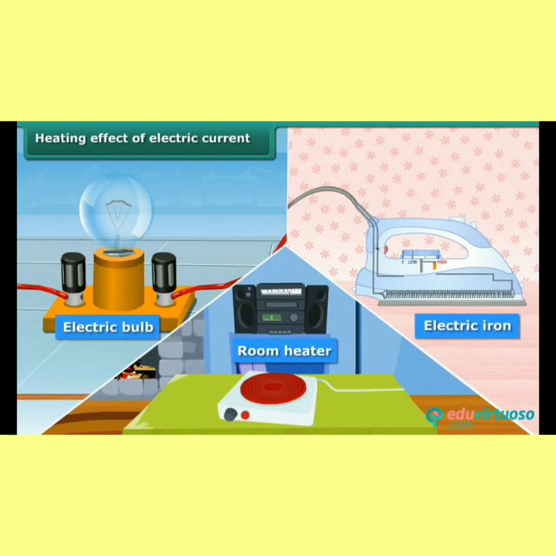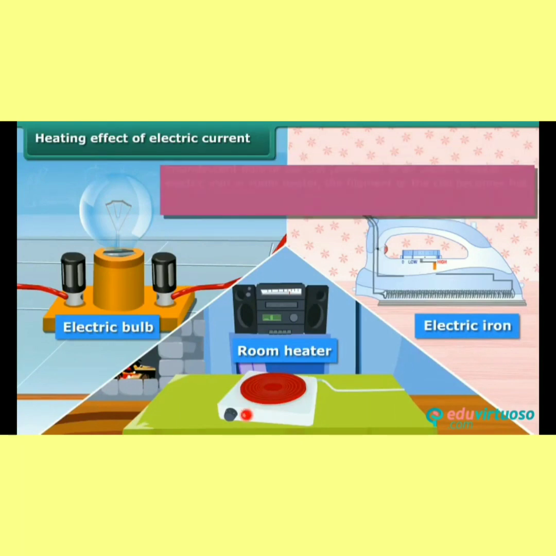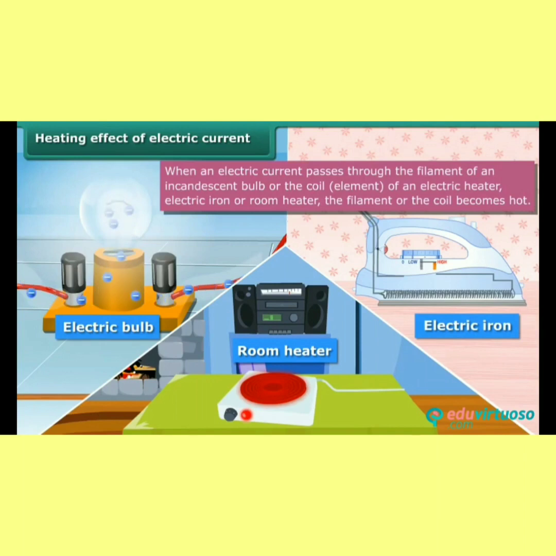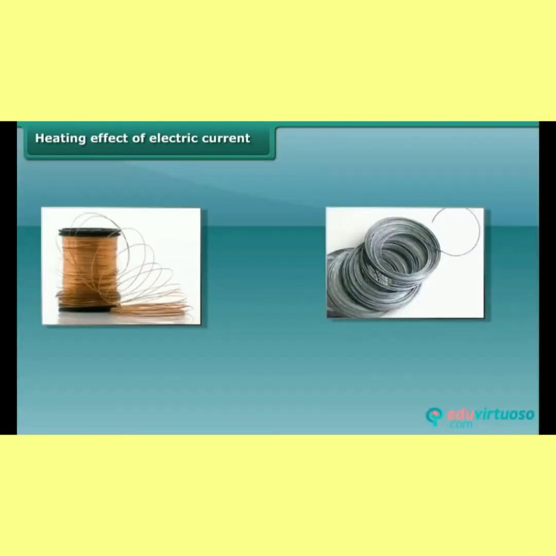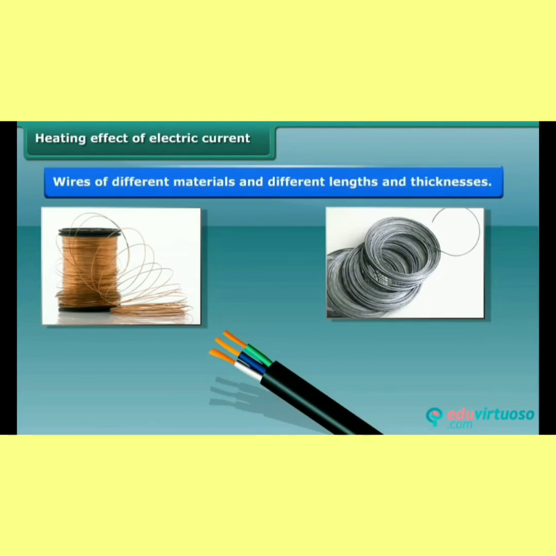Heating effect of electric current. Students, when an electric current is passed through a metallic wire like the filament of a bulb or the coil of an electric heater, geyser, electric iron or room heater, the coil becomes hot and glowing. This is known as the heating effect of electric current. In this condition, they radiate heat and light. The amount of heat produced in a wire depends on its material, length and thickness. Thus, for different requirements, we use wires of different materials and different lengths and thicknesses.